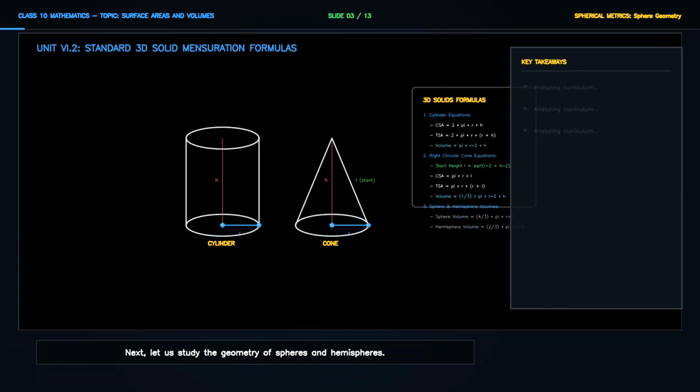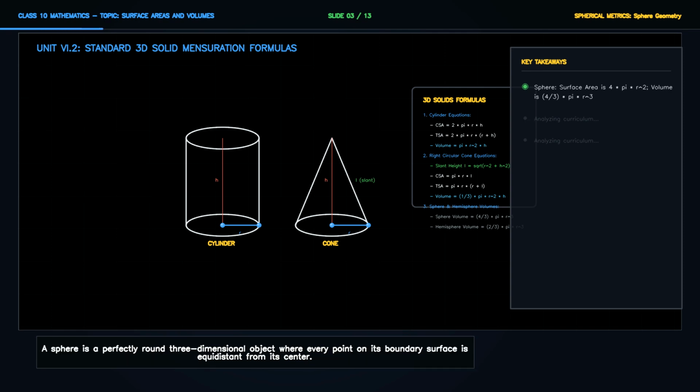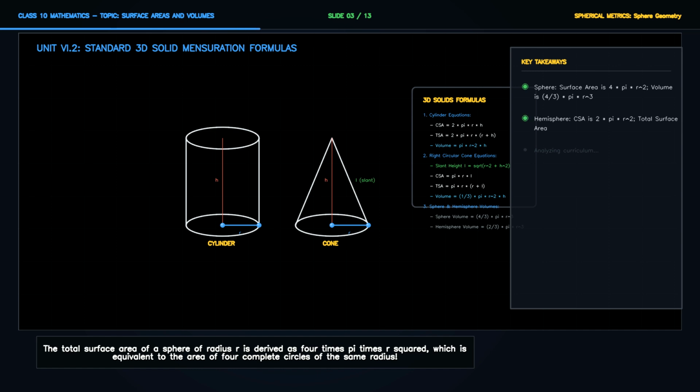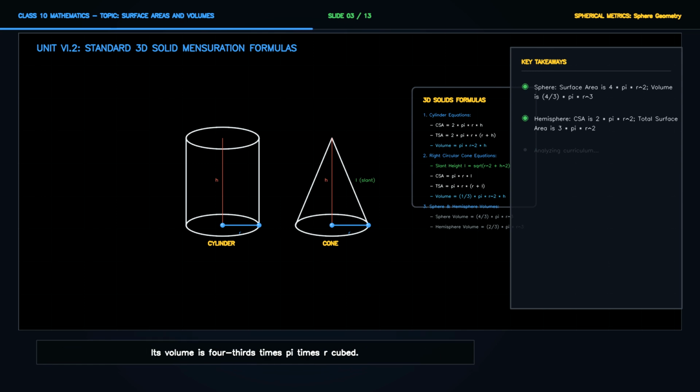Next, let us study the geometry of spheres and hemispheres. A sphere is a perfectly round three-dimensional object where every point on its boundary surface is equidistant from its center. Unlike cylinders and cones, a sphere has no flat faces, edges, or vertices. It consists entirely of a single curved surface. The total surface area of a sphere of radius r is derived as 4πr², which is equivalent to the area of 4 complete circles of the same radius. Its volume is 4/3 πr³.